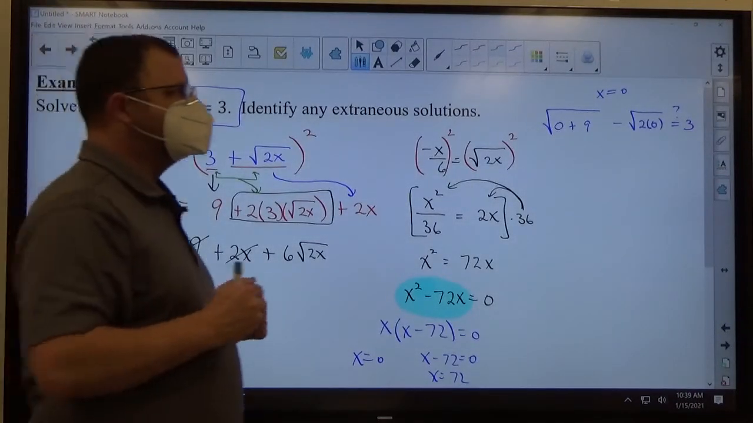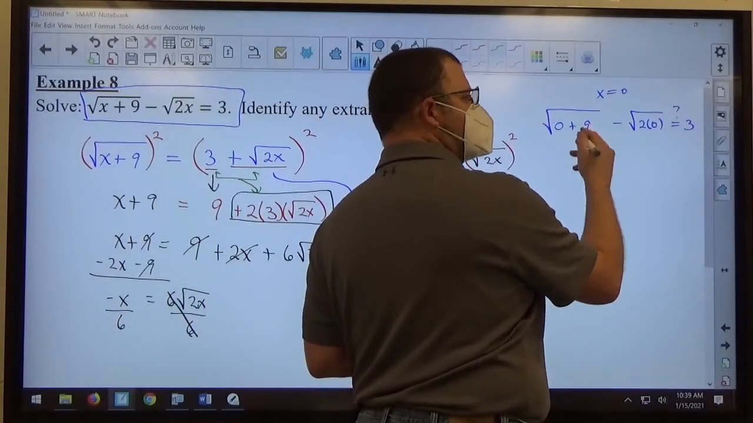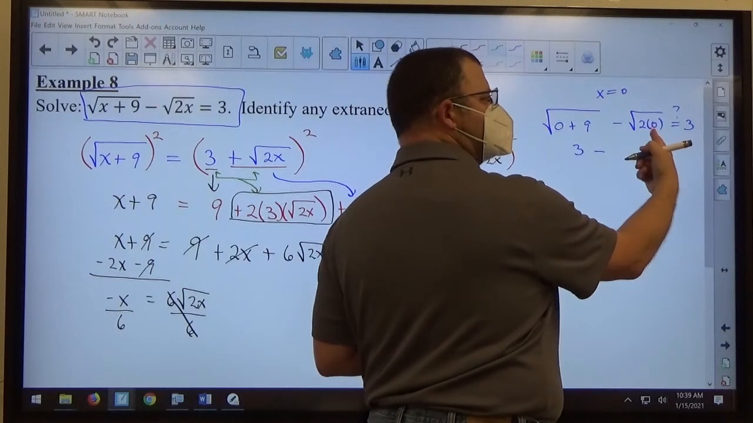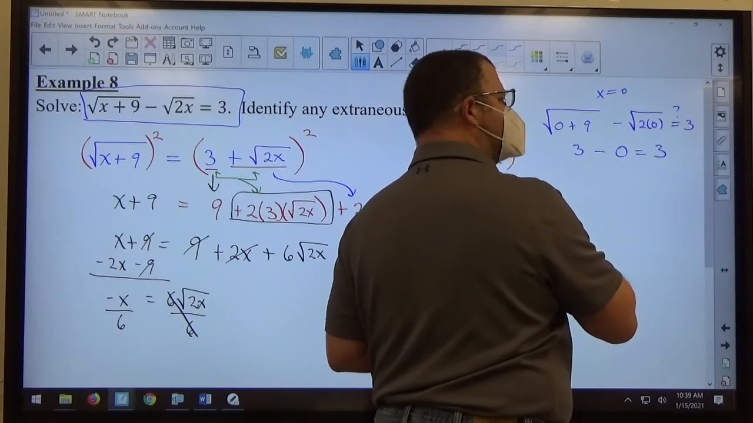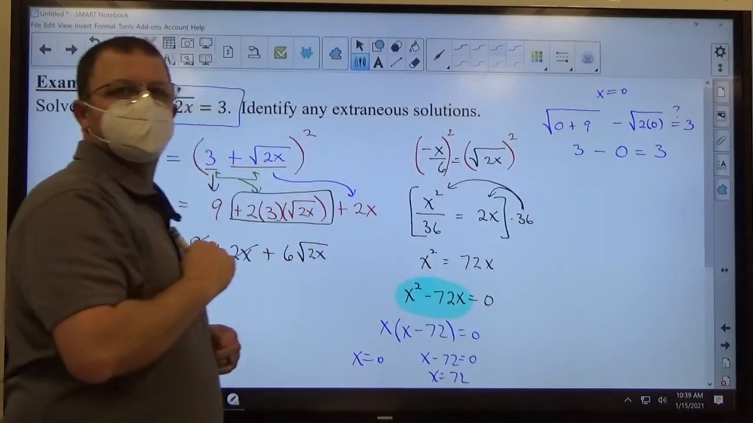What's 0 plus 9? What's the square root of 9? 3. What's 2 times 0? What's the square root of 0? 0. Does 3 minus 0 equal 3? Sure does. So x equals 0 works.